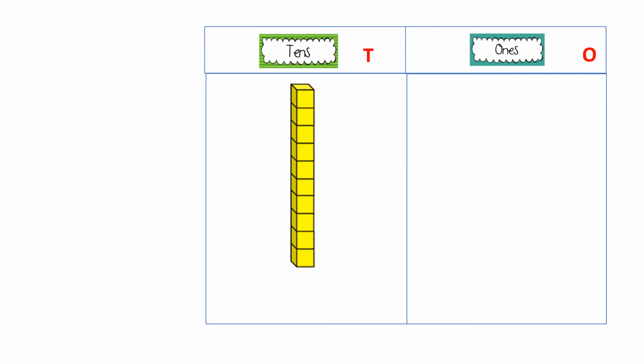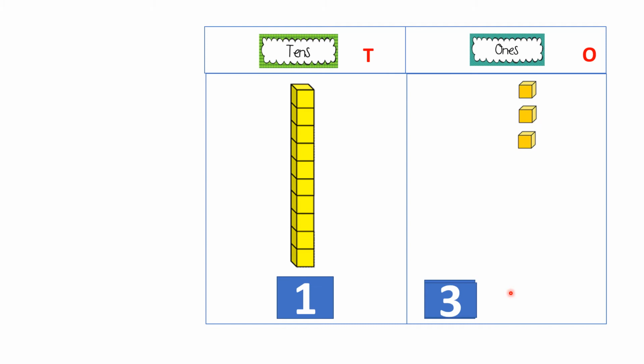Let's see how to write the numbers after 10. 1 ten means we are taking only one rod and there are no blocks in the ones place. It is 10. Now we will consider 11. How to write that? 1 ten and 1 one. So it's 11. 1 ten and 2 ones is 12. 1 ten and 3 ones is 13. Next 14, 15, 16, which means 6 blocks are in the ones place.